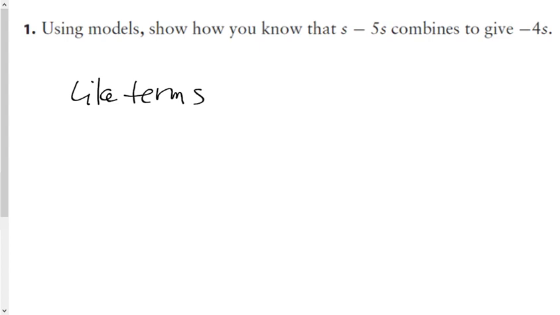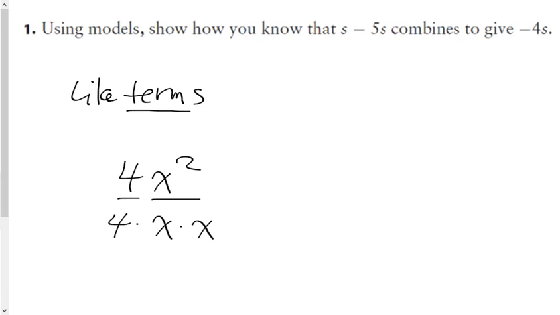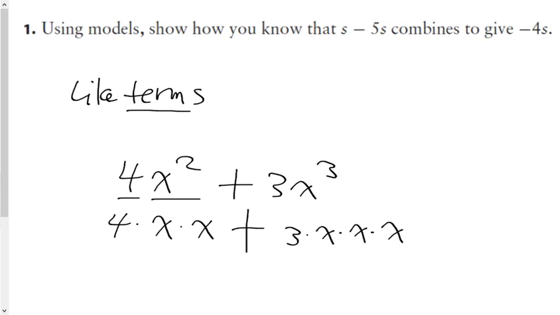are algebraic terms. So first of all, we have to know what terms are. If I said 4x squared, we would call that a term, because it's made up of the product of a number and a variable, or a variable product. If I wrote this in repeated multiplication, it's 4 times x times x. If I had another term, for example 3x cubed, that term would be 3 multiplied by x multiplied by x multiplied by x. All right? So those would be those two terms.